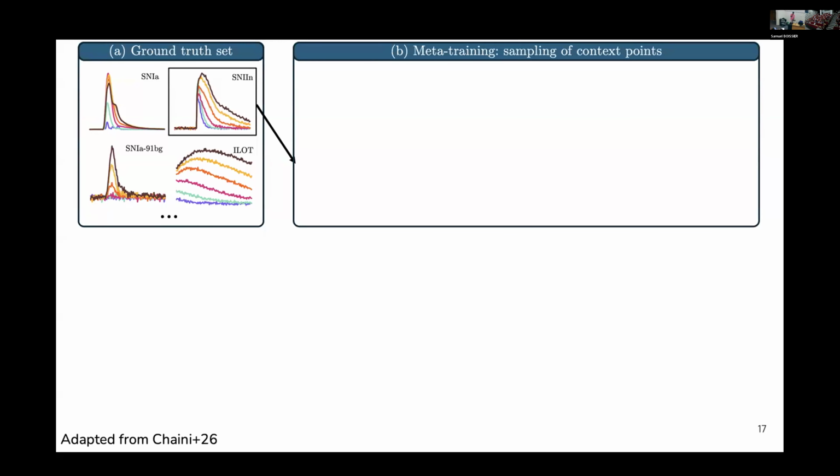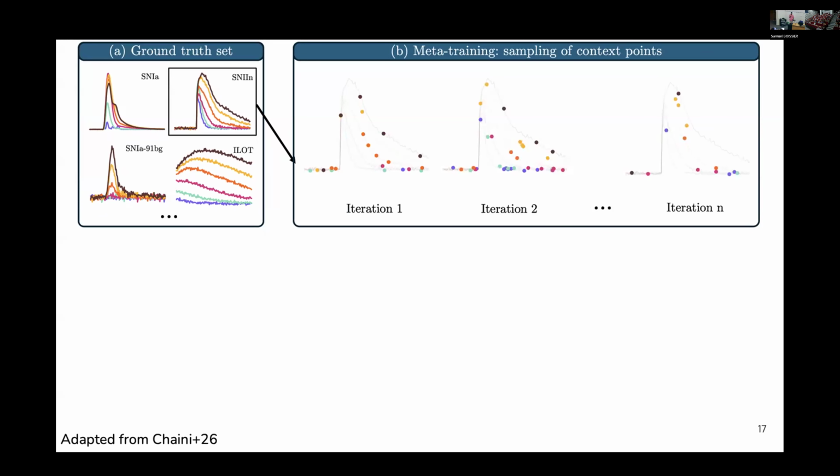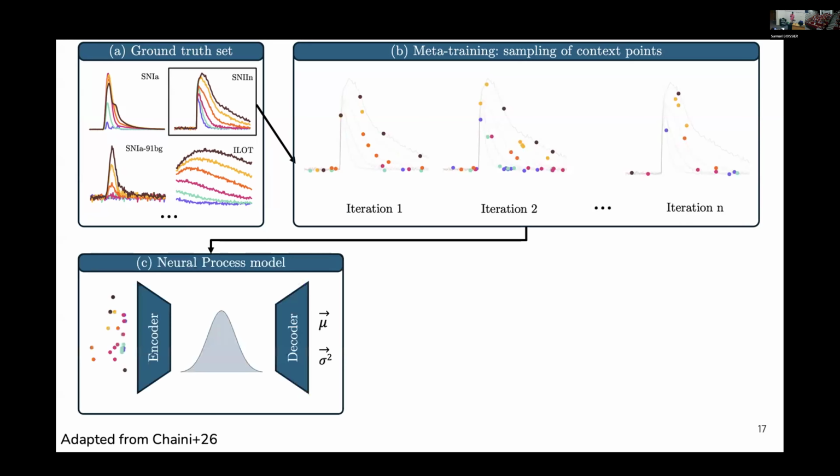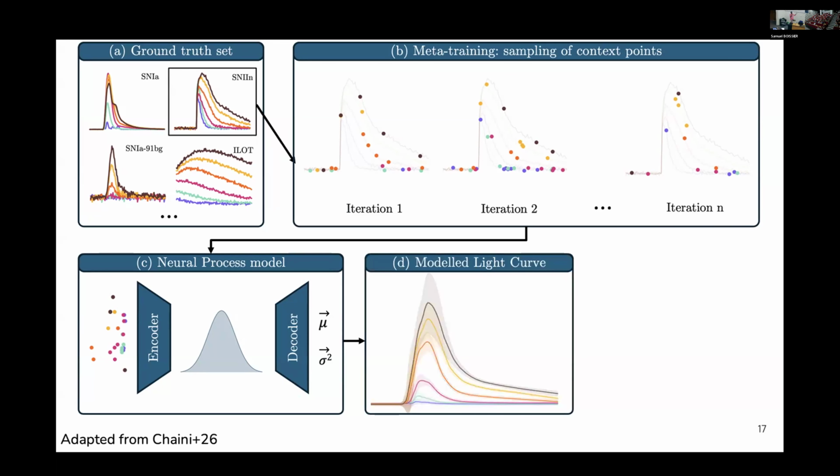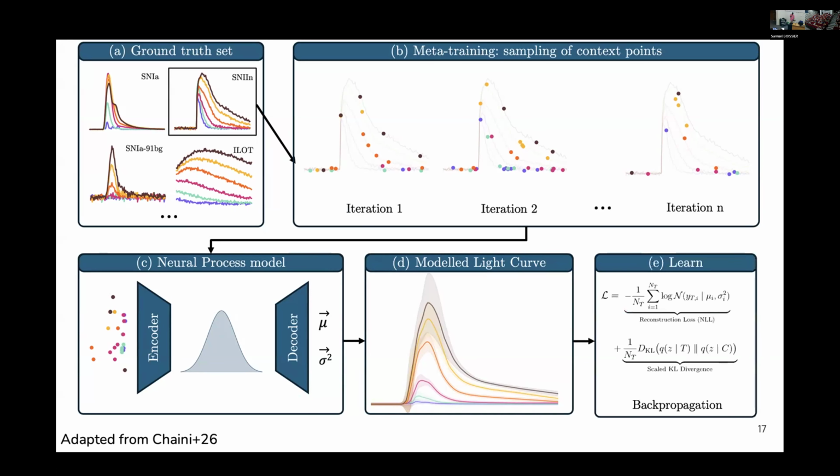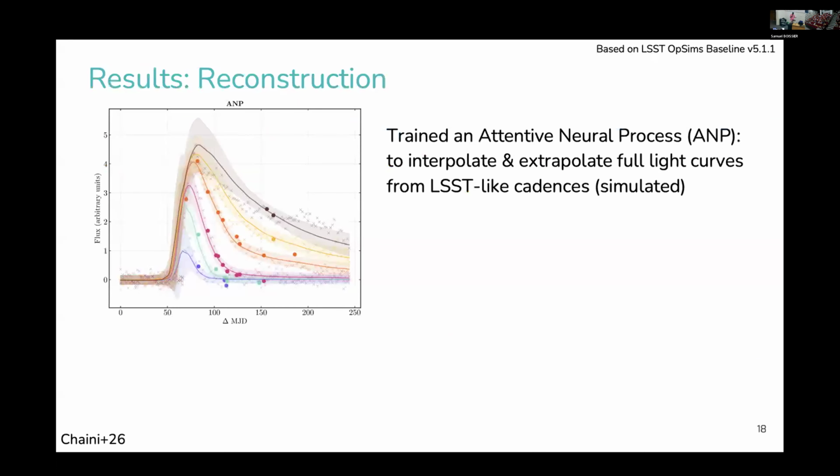And then later on, this is the key thing that differentiates a neural process from regular neural networks, where training involves sampling a small set of points from each dense cadence light curve and training on that. Because of this, over time, the model learns the general structure of the different diverse set of transients. That goes to a neural process model, which can now produce a model light curve that looks like this. And so this is what reconstruction looks like.